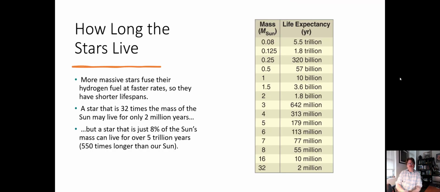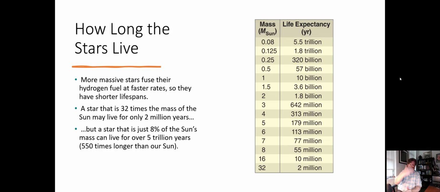So before we get into how stars ultimately end, let's talk about how long stars live. Now here, the life expectancy is essentially the life expectancy, as the name would imply, from birth to death. But what I'd like to emphasize is those times are almost exclusively the time frames for hydrogen burning into helium, or the main sequence adult stage of the star. The time frames for birth and the time frames for death are much shorter than these.